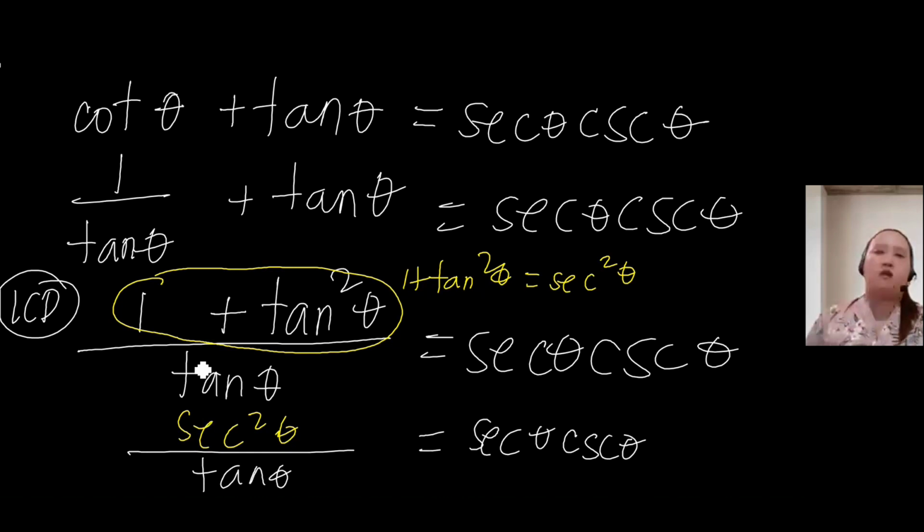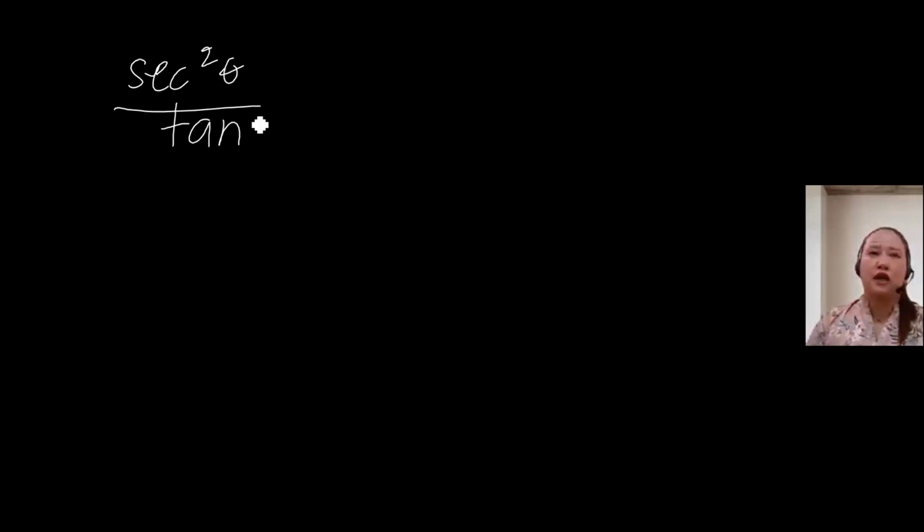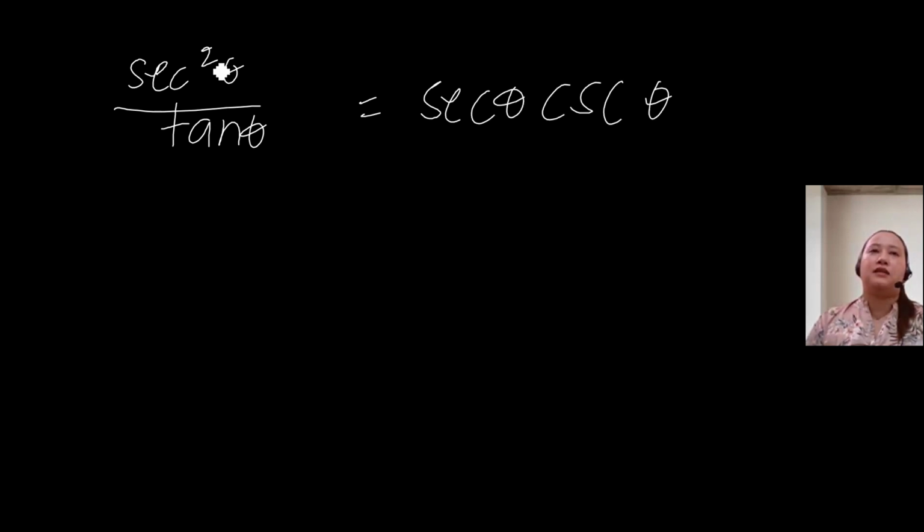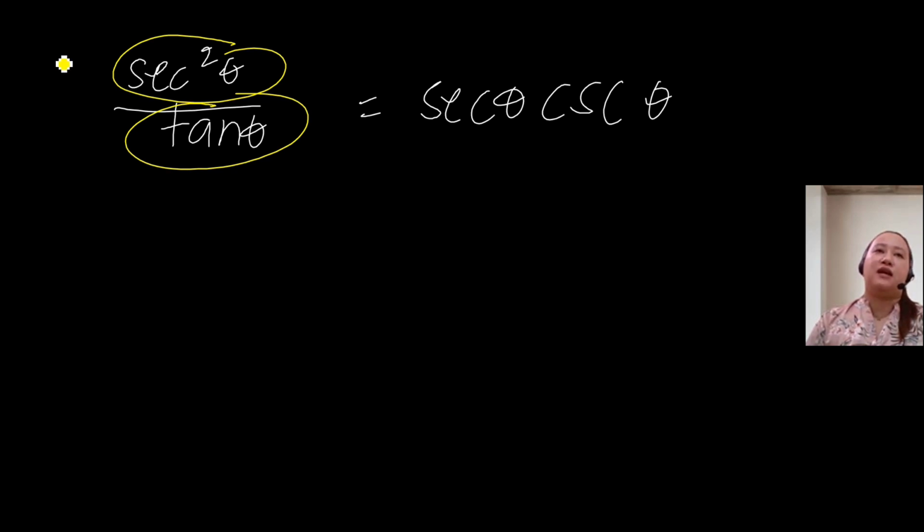So after applying the Pythagorean identity, we have there the secant squared theta over tangent theta. Again, we have on the right side secant theta cosecant theta. This time, you can already write this in terms of sine and cosine. So secant squared theta in terms of sine and cosine, use the reciprocal. So that is 1 over cosine squared theta.